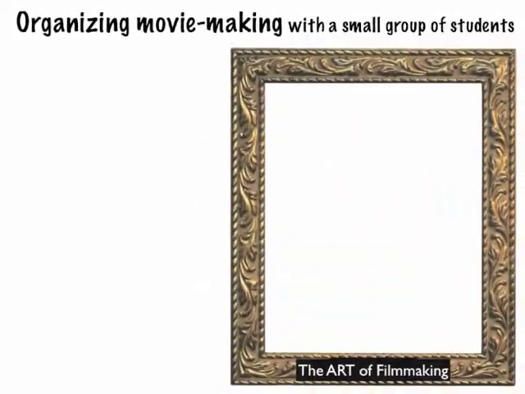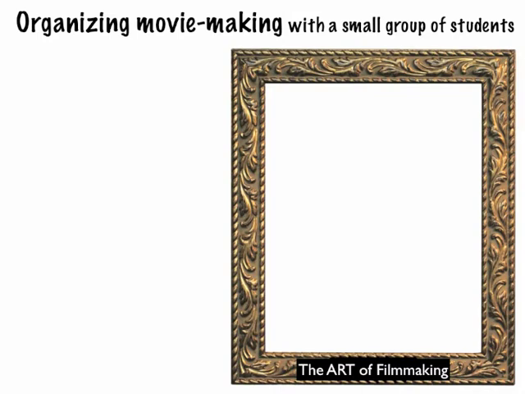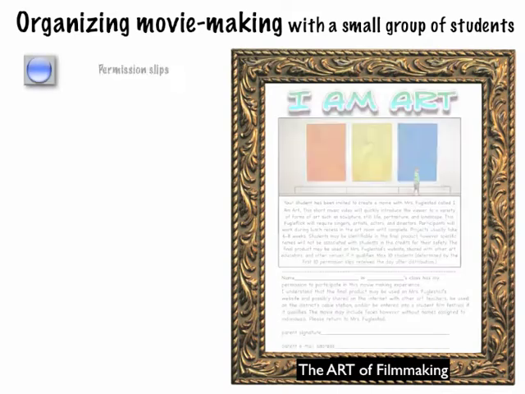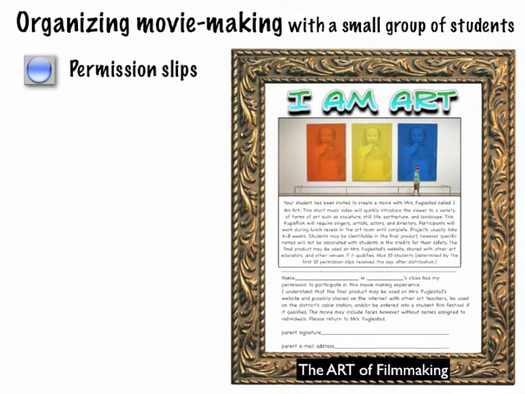Let's take a look at how we organize movie making with a small group of students. My first step is usually to send out a permission slip, and that permission slip is their ticket to the movie making process. Perhaps the first 10 permission slips that are signed by parents and brought back are the 10 participants for the movie during lunch recess.